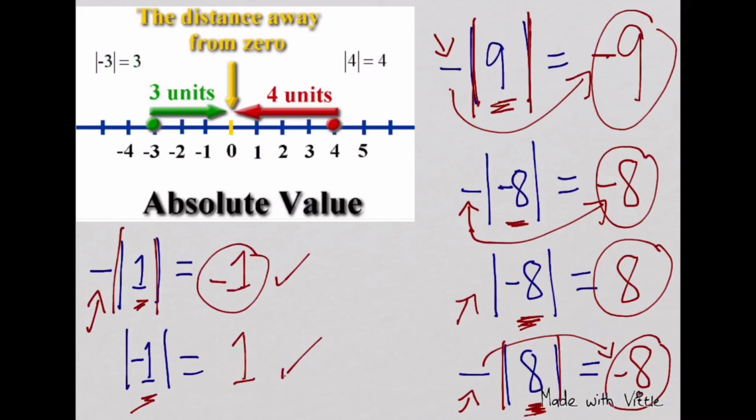So, I hope you review the absolute value because it's just easy. It's just the number of spaces of that number away from zero. Okay?